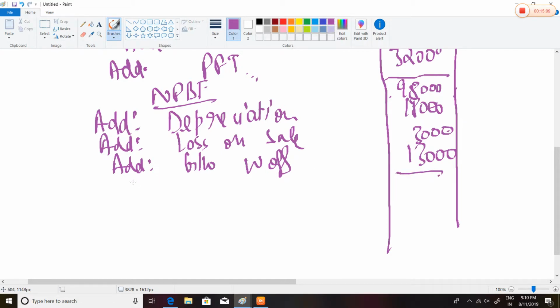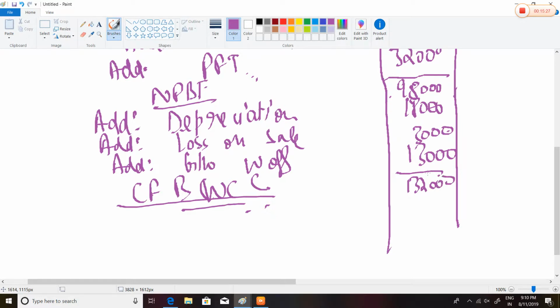Cash flow before working capital changes: 98 plus 18, 116,000, plus 26,000, plus 16,000. It comes to 132,000 here. Okay, I hope till here you got it. Next.